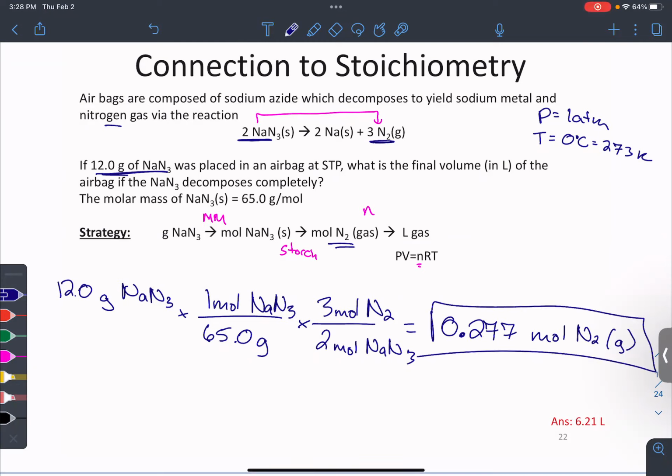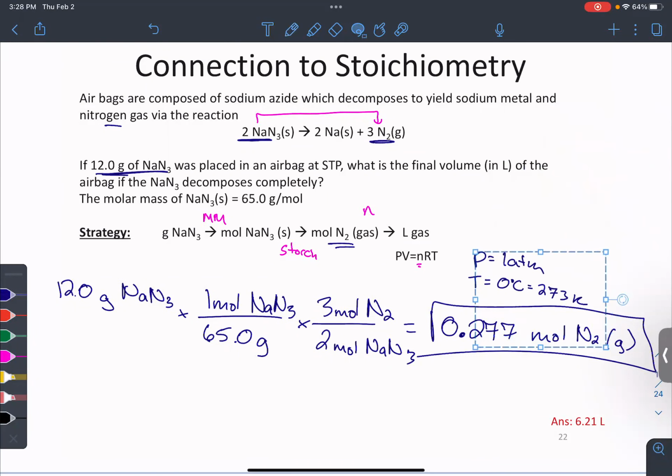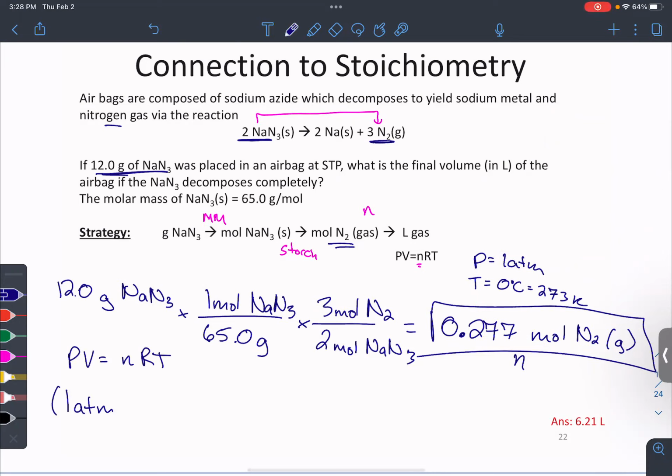That's not my answer though. I don't know how much space that much gas takes up, so now I need to apply PV = nRT to figure out what volume it takes up. The other pieces of information given are the pressure and temperature. So this is my n value in PV = nRT. I already have pressure and temperature. Now I just need to solve for volume. Pressure is 1 atm. So I'm just doing PV = nRT, solving for volume, with n equal to 0.277 moles of nitrogen gas.